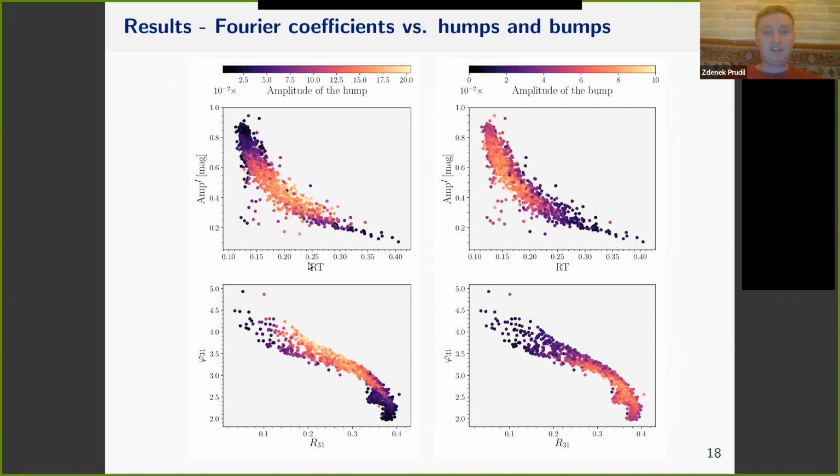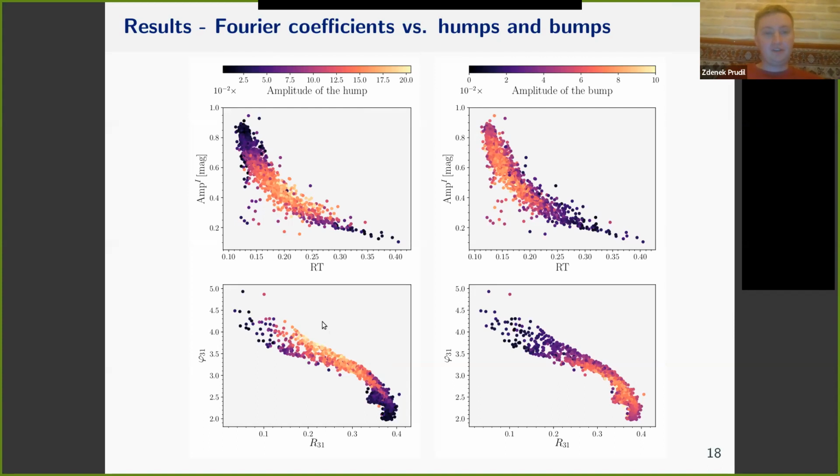When we look at the Fourier coefficients and pulsation properties of these stars, we see that the RT, which denotes in these plots the rise time, basically the time that the star needs to take from the pulsation minimum to the pulsation maximum, is usually quite short. The stars with the short rise time and reasonably high amplitudes have a very prominent bump, while the stars that take their time before they reach the pulsation maximum do not have a very prominent bump.